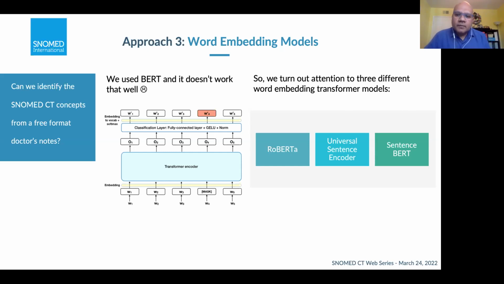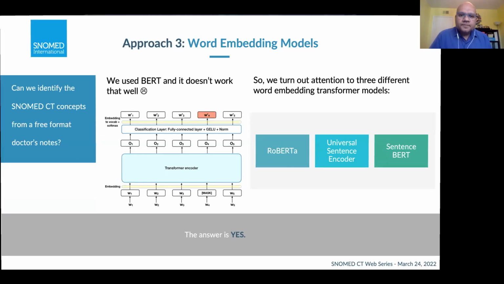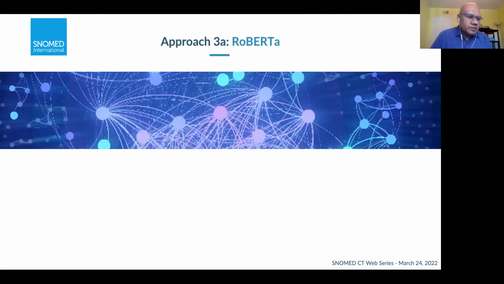But coming back to the clinical language that is commonly used, we actually used other types of models to see if we could get better results. One of them is RoBERTa. Another is Universal Sentence Encoder. Another is Sentence-BERT, BERT specifically designed for sentences. Let's take a look at some of these results.